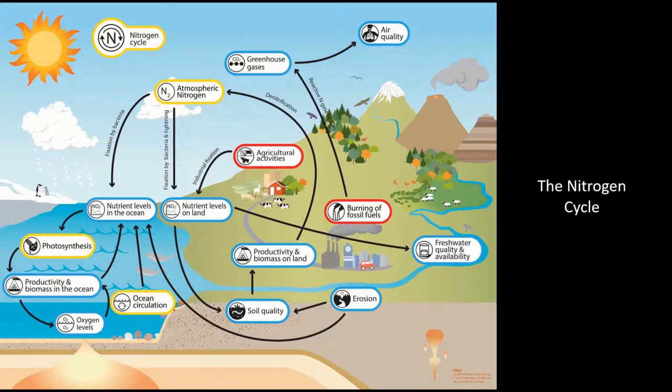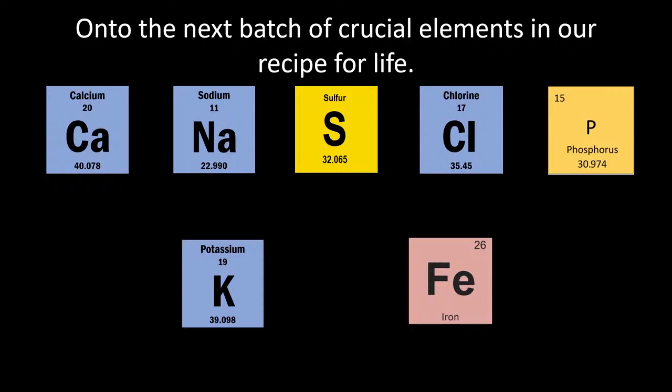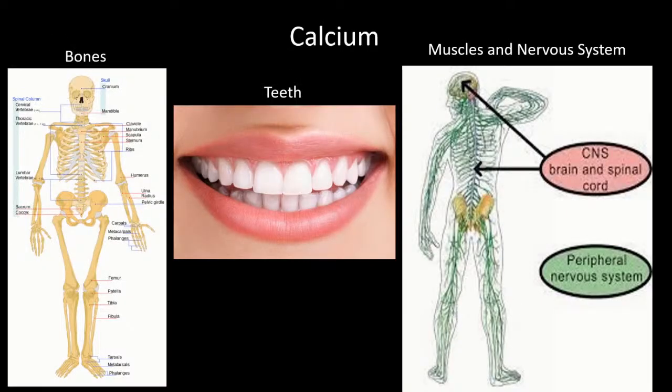Other crucial ingredients. Next on the list of ingredients are the elements calcium, sodium, sulfur, chlorine, phosphorus, potassium, and iron. Calcium is an essential component in human bones and teeth. Calcium also plays a very important function in signaling within our cells, helping to regulate the action of nerves and muscles. That signaling is so important, in fact, that the body will sooner dissolve the bones than permit calcium levels in the blood to drop too low.